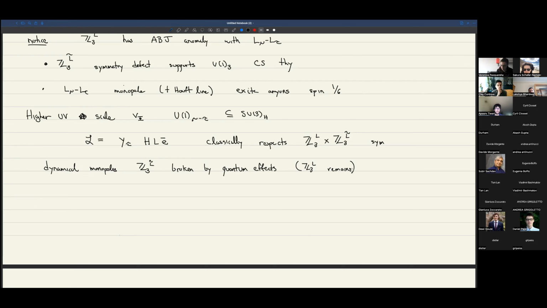Since we're in this UV gauge theory, we can understand what's going on by looking at a 't Hooft vertex. So there's an instanton, an SU(3)_H instanton, which generates a 't Hooft vertex.